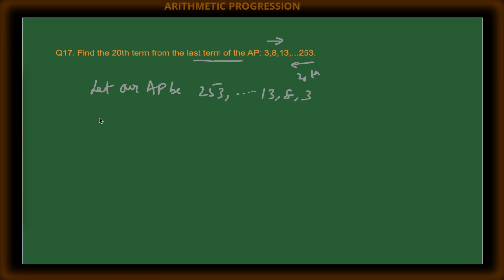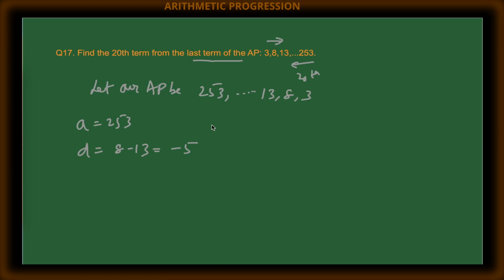Okay, so do we know a here? Now we have a, 253. Do we know the d? Yes, we know the d. d is nothing but the difference of successive numbers. Okay, so what is it? Let's take 8 minus 13, or 3 minus 8. It is minus 5. Okay, so the difference is minus 5.